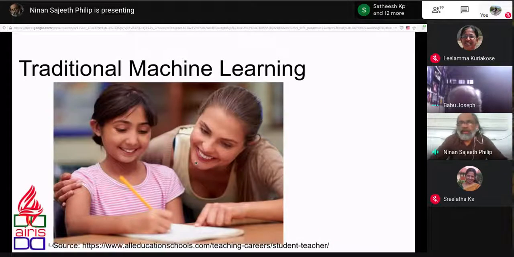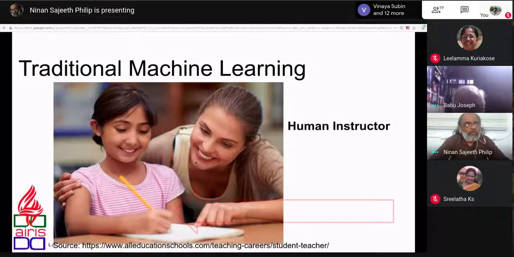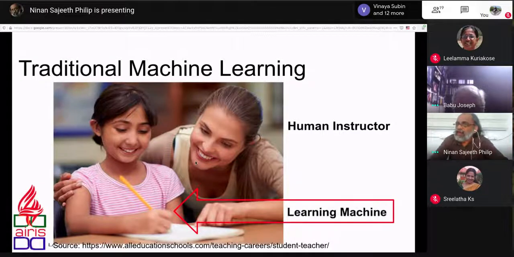This is a traditional learning scenario where you have an instructor who helps the learner, the child here, to understand what she is trying to understand. So the learner is the human here, and the instructor is a human. And if I replace this child with a machine, that is what traditional machine learning was all about. You still needed a human instructor to tell the machine what to do, how to pick up the features, what features are to be used for classification, and what are the labels that are to be provided.